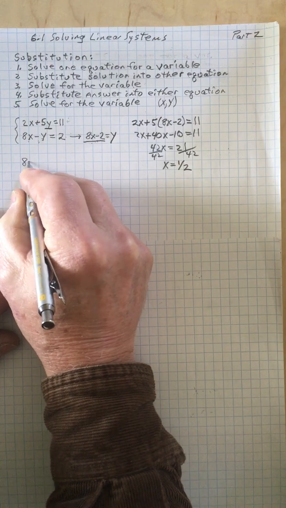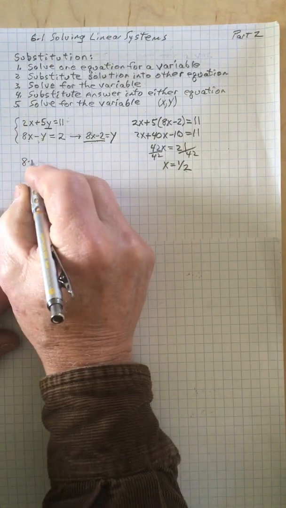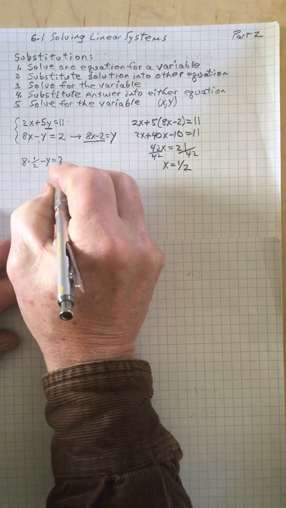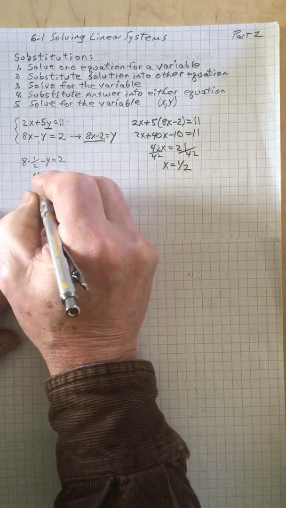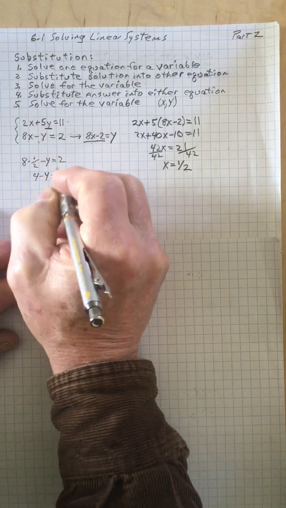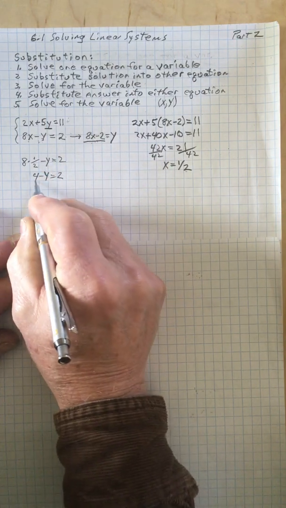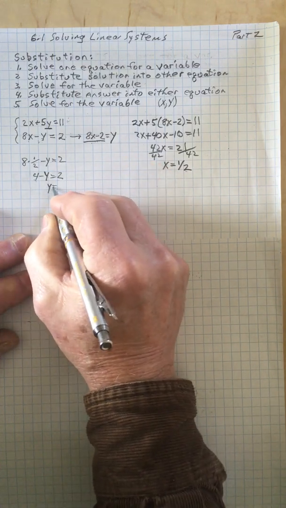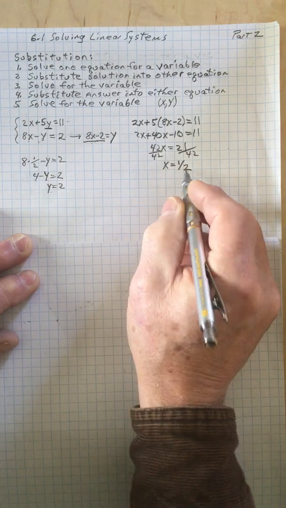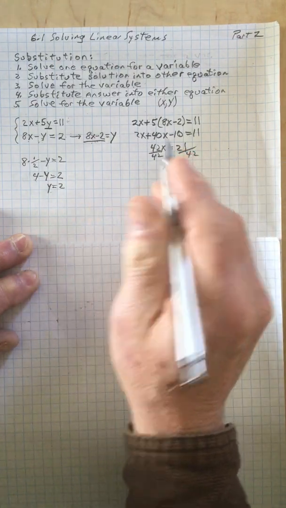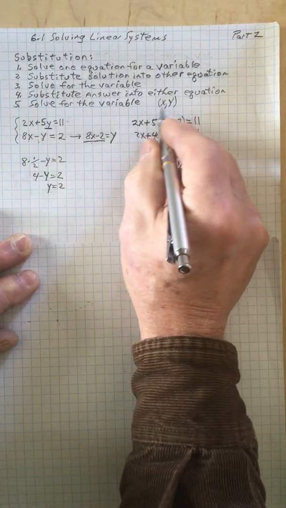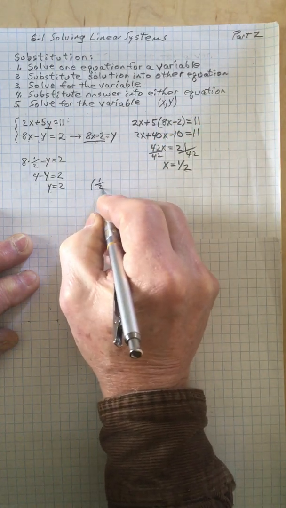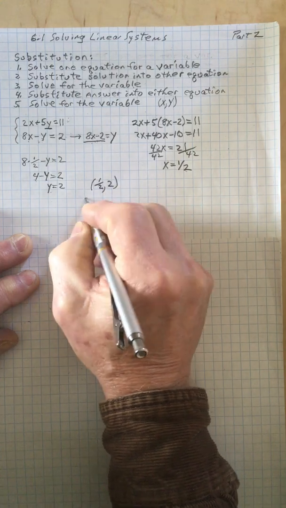So 8 times x, now, which we know is 1/2, minus y equals 2. Half of 8 is 4. So y has to be 2. 4 minus 2 equals 2. So y equals 2. So these are my numbers, and then to write the solution, I want to do this. So the solution is the point (1/2, 2).